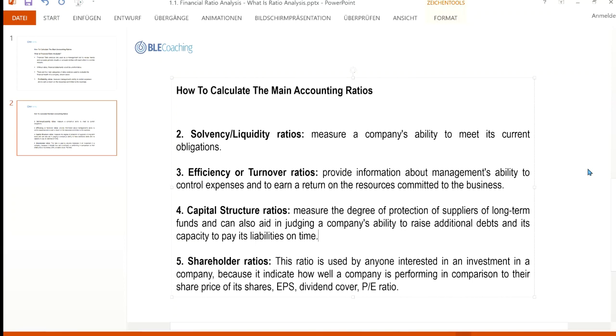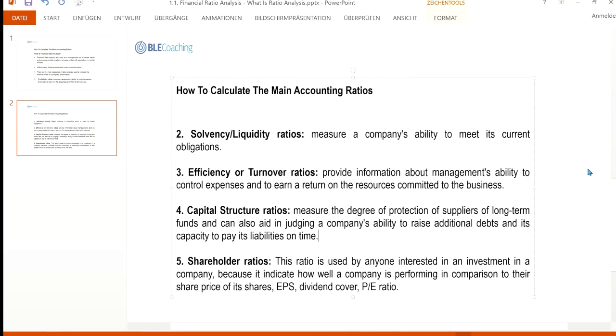The third one, efficiency or turnover ratios. It provides information about management's ability to control expenses and to earn a return on the resources committed to the business. The fourth one, called capital structure ratios, measure the degree of protection of suppliers of long-term funds and also aid in judging a company's ability to raise additional debt and its capacity to pay its liabilities on time.